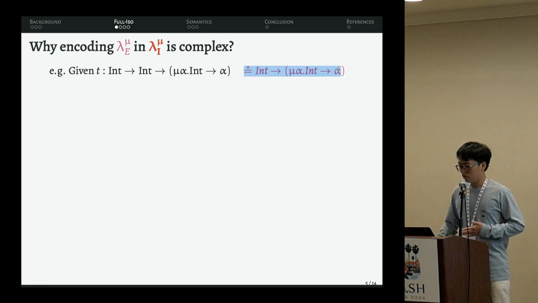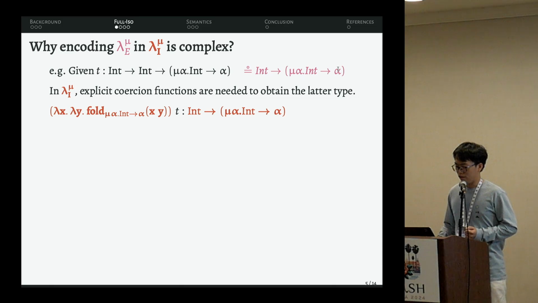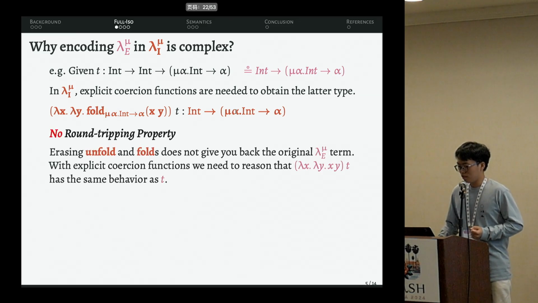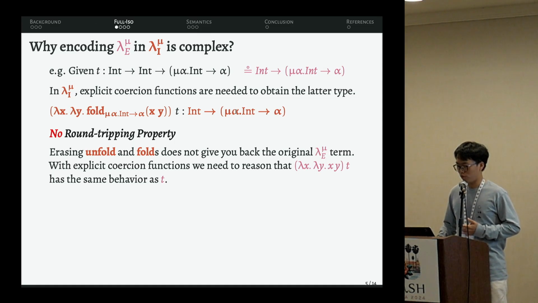In order to encode this typing in the iso system, you have to insert a coercion function, which inserts a fold operator on the result of applying this t to an integer argument, which has the integer type. After this fold, you can get the type. And this encoding loses an important property, which we call round tripping, which says that by erasing these unfolds and folds from your encoding, it does not necessarily give you back the original equi term.